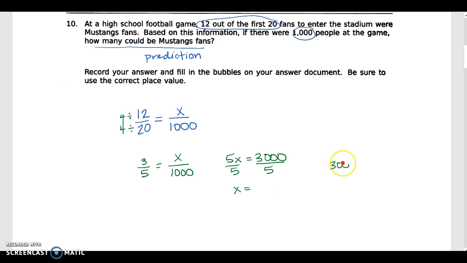So 3,000 divided by 5. I know 5 times 6 is 30. And then I have to fill in to my decimal. So x is 600. And then your decimal point. So hopefully you gridded that in right.